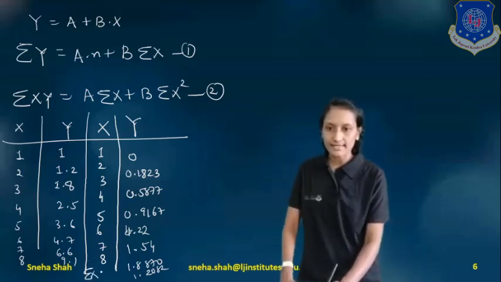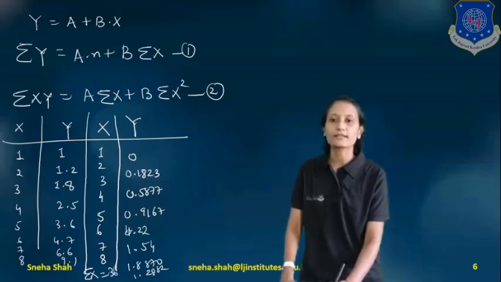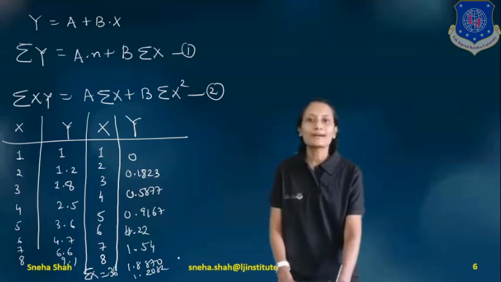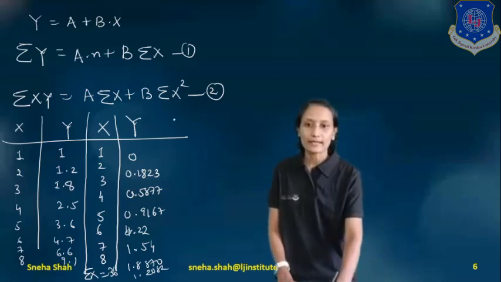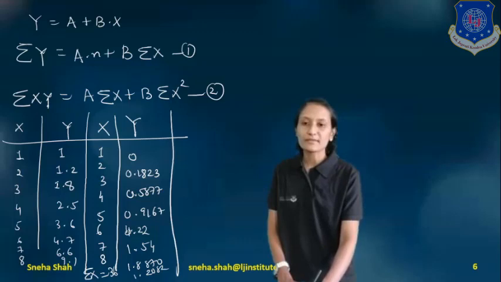Now if I take the summation of all these values, it will give the term summation x equals 1 plus 2 plus 3 plus 4 up to 8, so its value will be 36. Similarly, if you find the summation of all the Y values, it will give the term summation capital Y. Now we have to find the value of summation x, summation y, and the value of summation xy.